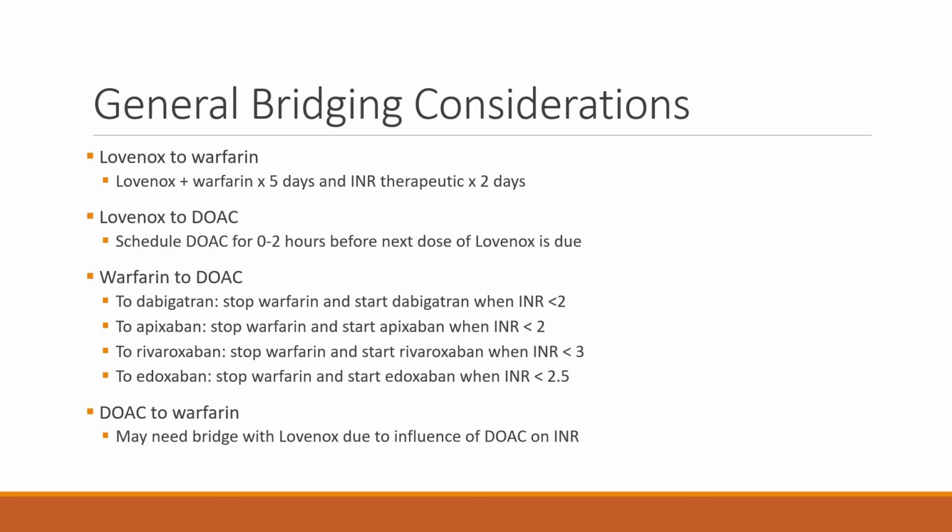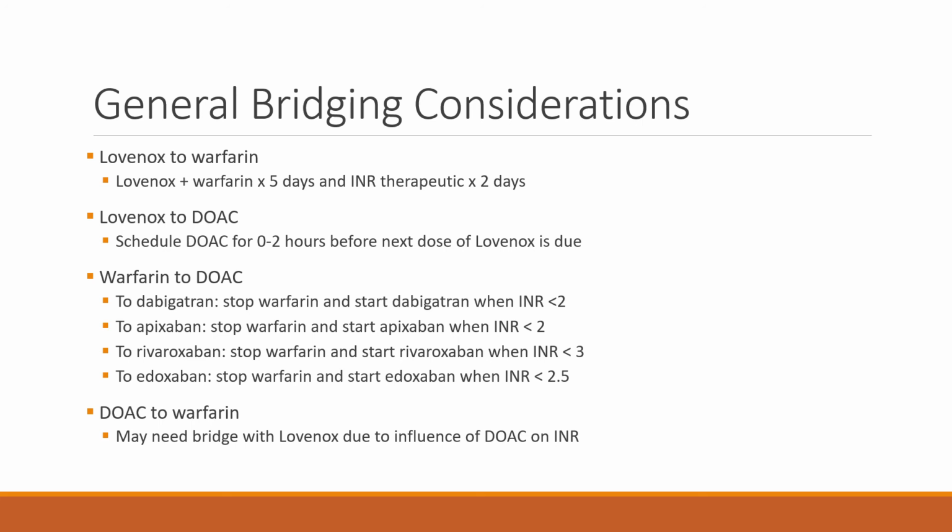Here are some general bridging considerations for your reference. So typically what we'll be seeing most often is Lovenox to warfarin. So these agents actually need to be taken together for at least 5 days and then have 2 consecutive INRs that are therapeutic. When we're considering Lovenox to a DOAC, we would usually schedule the DOAC for 0 to 2 hours before the next dose of Lovenox is due. So just make sure that we know whether it's on the Q12 hour or Q24 hour dosing of Lovenox so that you're able to coordinate that appropriately.